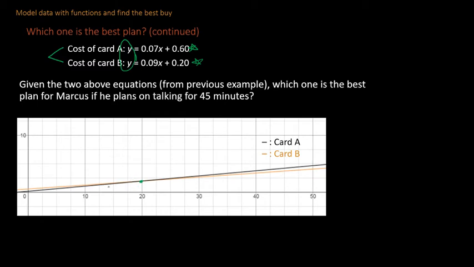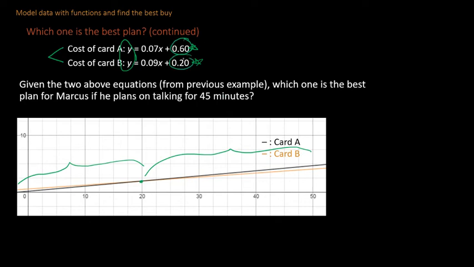If he's going to talk for less than 20 minutes, you can see that the black line is below the orange, that means that card A is cheaper from 0 to 20 minutes. But then on the other side, if he's going to talk for longer than 20 minutes, card B will be cheaper.